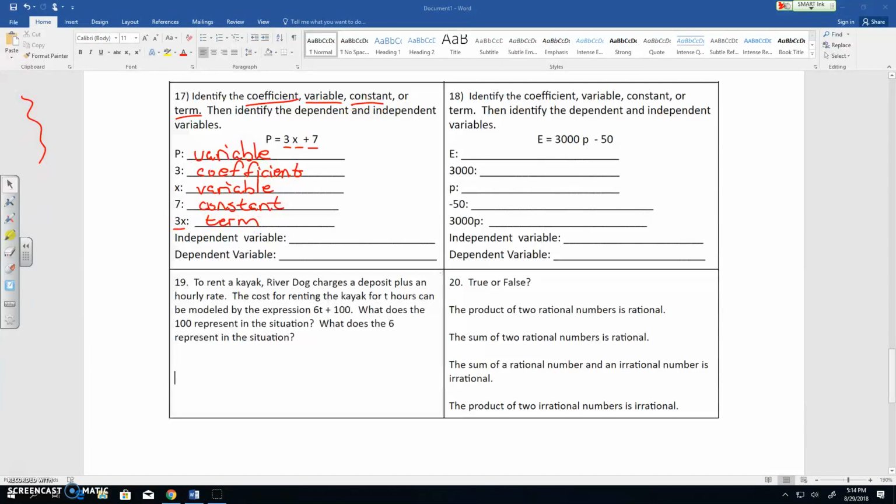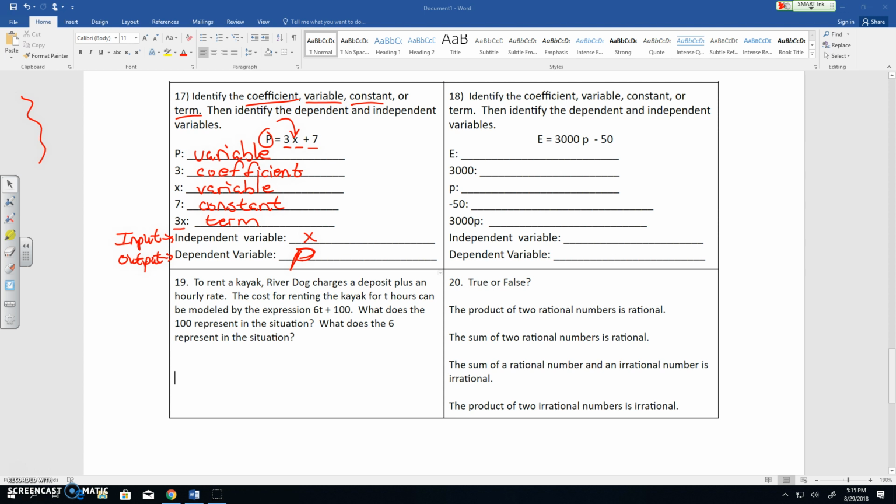All right, remember, independent is going to be the input variable, the variable you would put a number in for. The dependent variable is going to be the output, also known as the result. Okay, so where your result would be. So in this problem, we know that P is over here as the answer, so that would be the result. So the dependent variable would be P. There we go. So P, and then the input would be the number that we would substitute in to solve this equation. So that would be where the x is located. So the independent variable would be x.